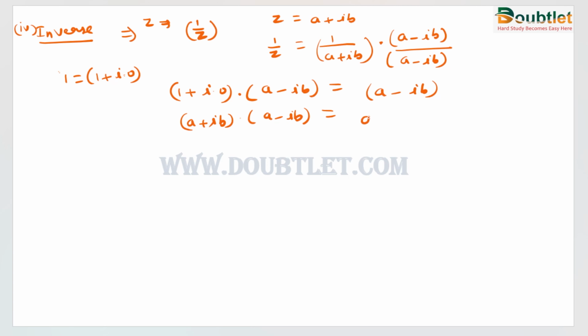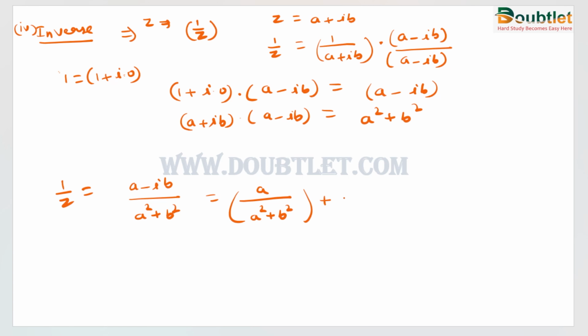If we multiply this, we will get a square plus b square. And now if we find 1 upon z in complex number form, we will get a minus iota b divided by a square plus b square. And now we can separate these: a divided by a square plus b square, plus iota times minus b divided by a square plus b square. So this is again the real part and this is again the imaginary part of a complex number.